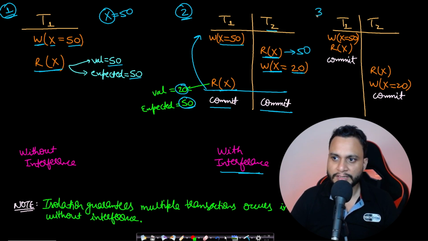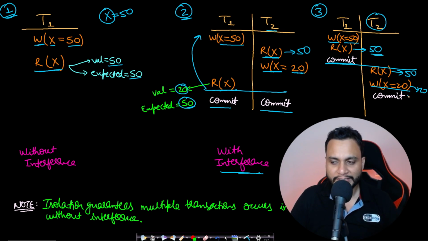Now let us understand the third example, T1 and T2. Again, there are 2 transactions, but the difference is, in this case T1 first writes the value of x equals to 50 and then reads, which is again 50, the same as the expected value, and then T1 commits. So T1 is totally done. Now see the transaction T2. It reads the value of x, which will be equal to 50, and then overwrites the value to 20.